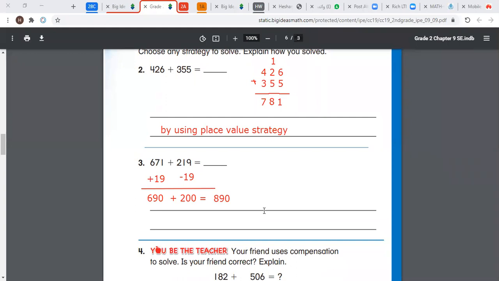Now, my dear students, please make like this. Let's write the name of this strategy. It's called the compensation. So let's write by compensation strategy. We don't have S here. It's compensation, not compensations. Don't write this S. Now, my lovely boys, let's answer the next question. Please write quickly, grade 2.